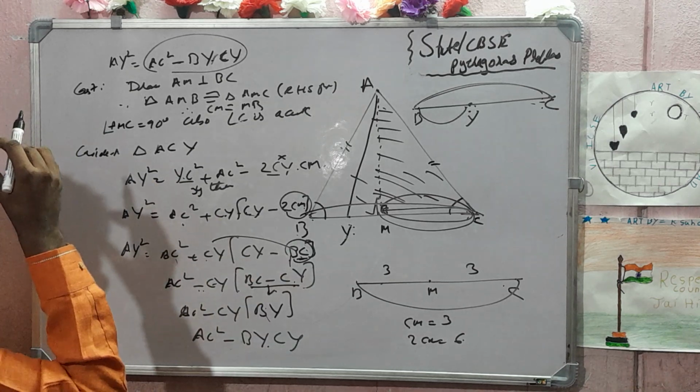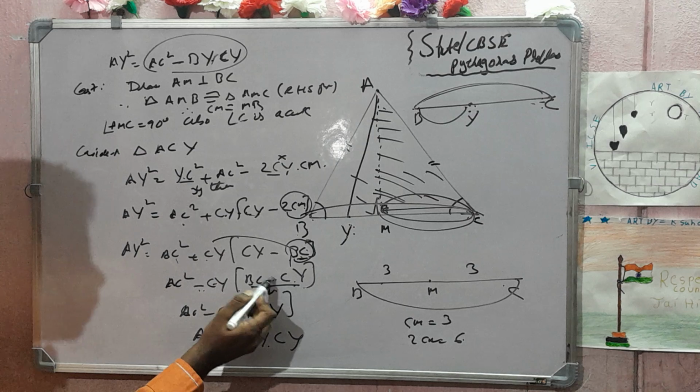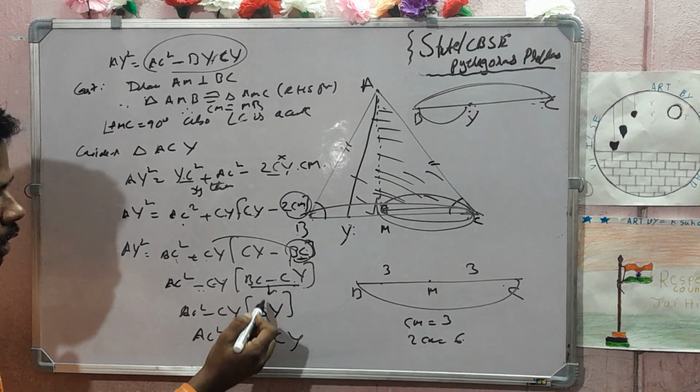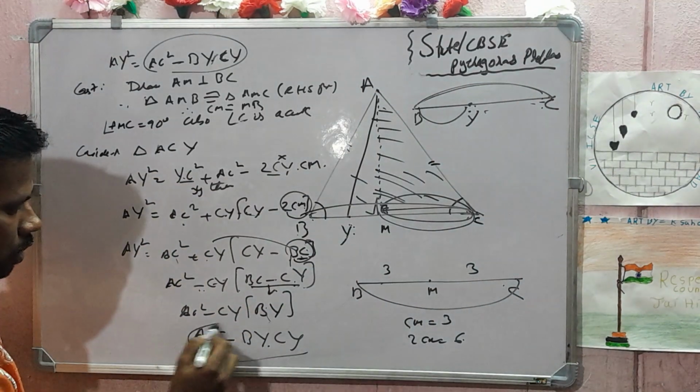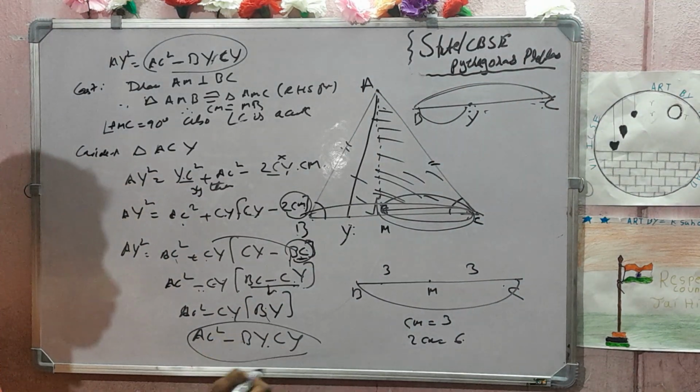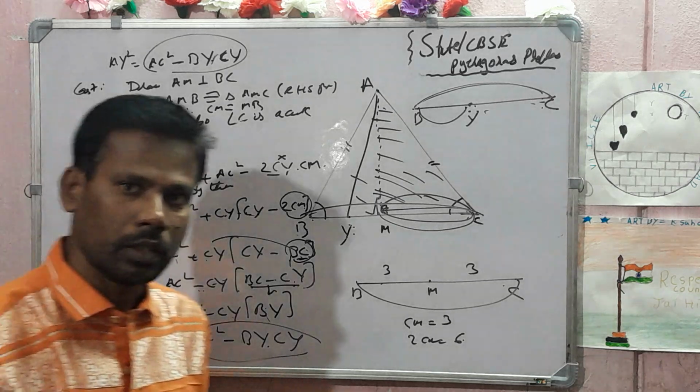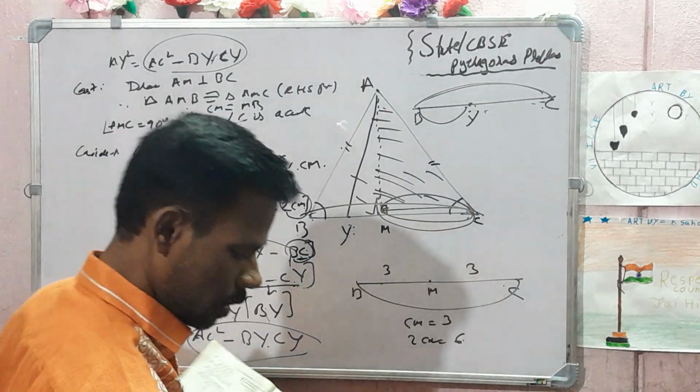Right. Next, minus into minus is plus CY into CY square. But BC minus CY is nothing but BY. So therefore AC square minus BY into CY. There ends the problem. This is another important method.